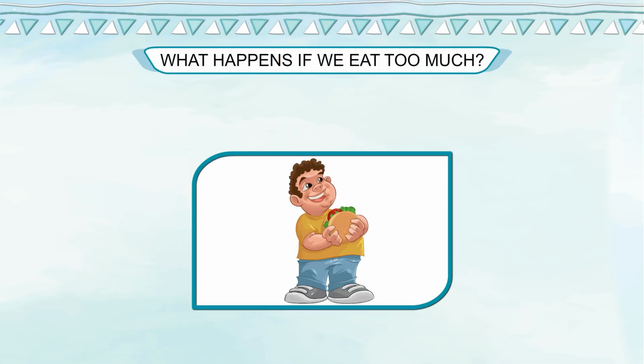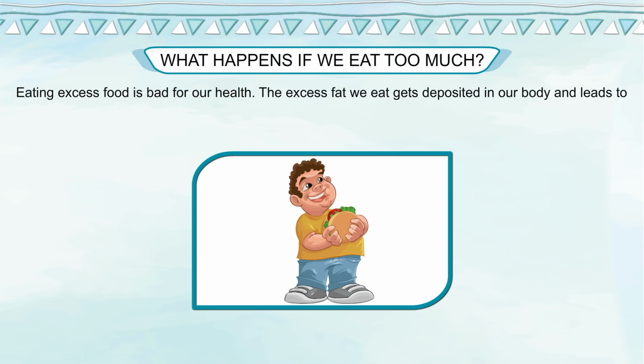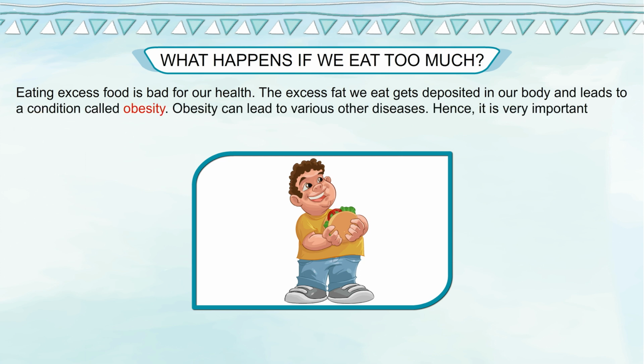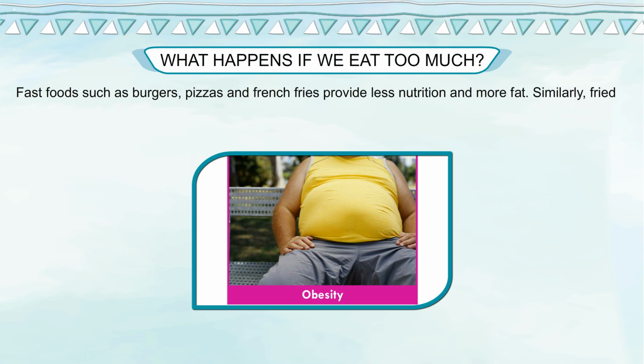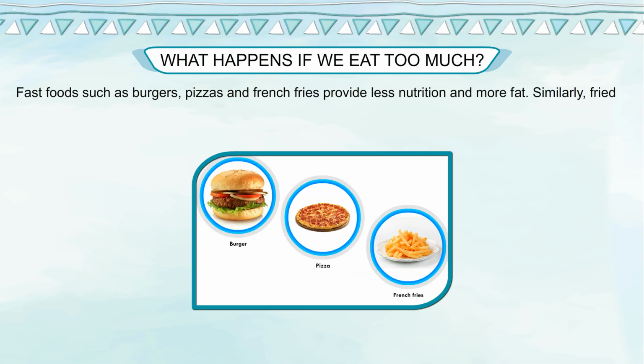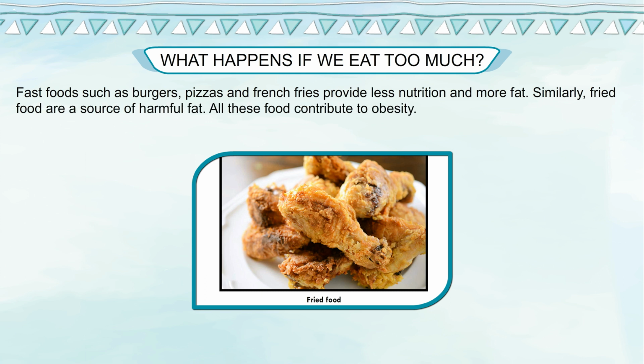What happens if we eat too much? Eating excess food is bad for our health. The excess fat we eat gets deposited in our body and leads to a condition called obesity. Obesity can lead to various other diseases. Hence, it is very important to take a balanced diet. Fast foods such as burgers, pizzas and French fries provide less nutrition and more fat. Similarly, fried food are a source of harmful fat. All these food contribute to obesity.